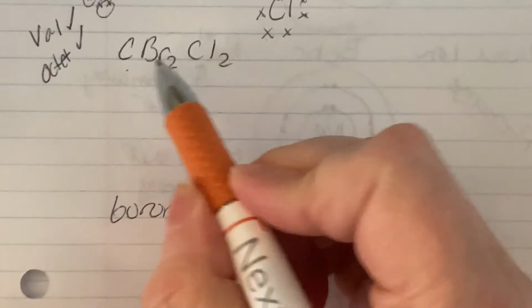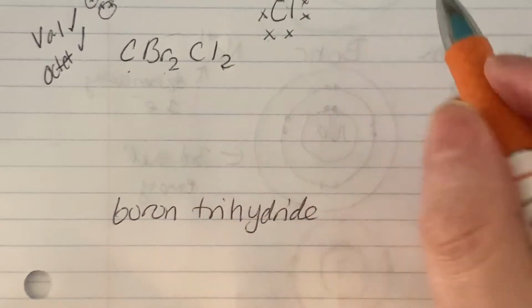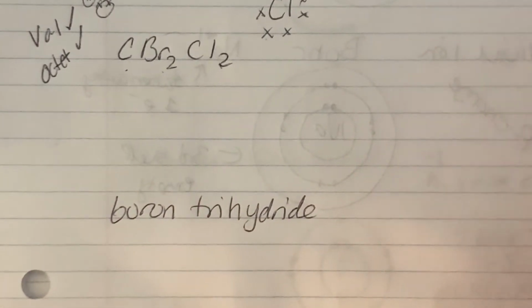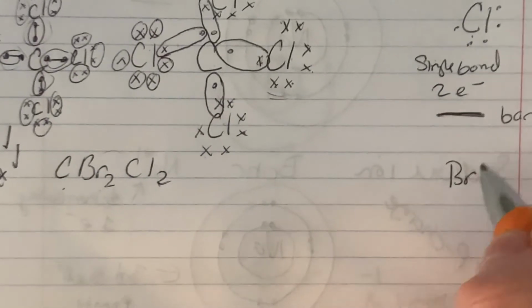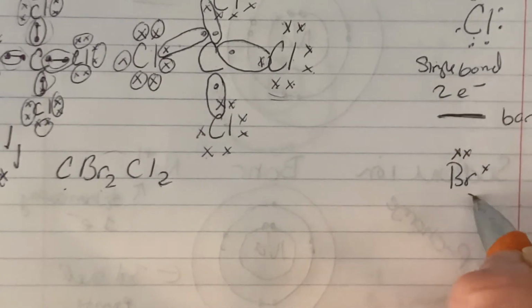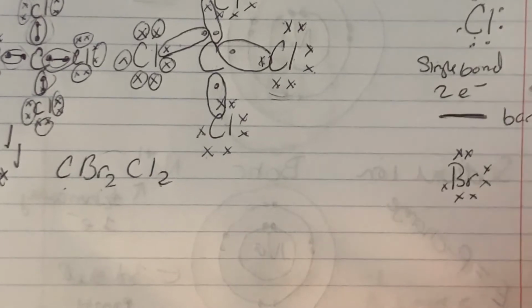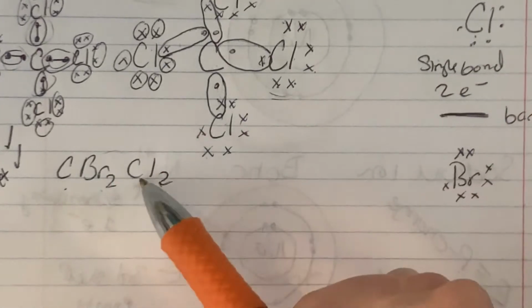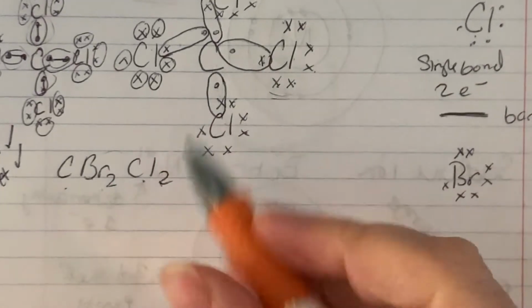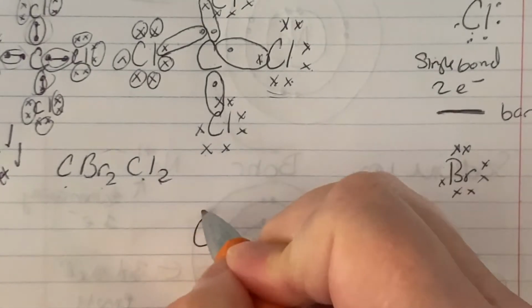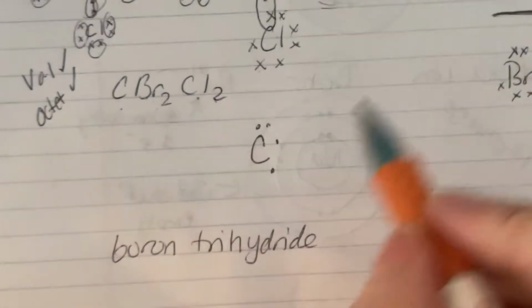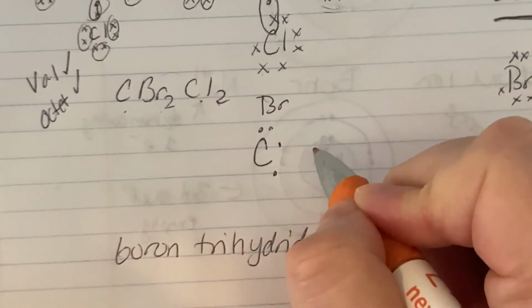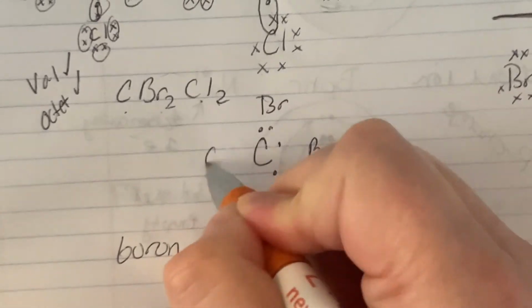Okay, CBr2Cl2. I already have the individual carbon and the chlorine from the problem before, so I'm not going to rewrite them. But bromine is also a group 17, so it has 7 valence electrons, 1 gap. Chlorine has 1 gap, bromine has 1 gap. So carbon, again, is going to be in the center with its 4. Bromine and chlorine, I'm not going to teach you a rule, just spread them around. Bromine, bromine, chlorine, chlorine, okay?